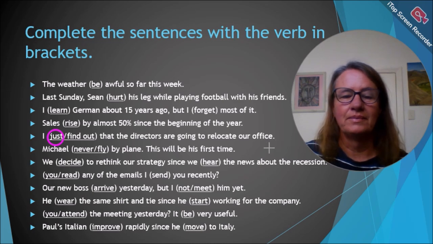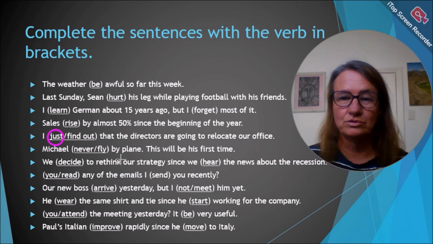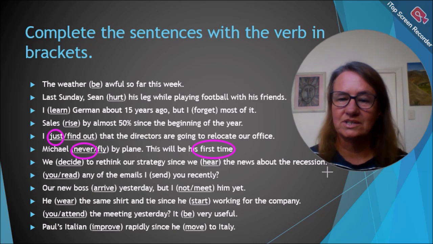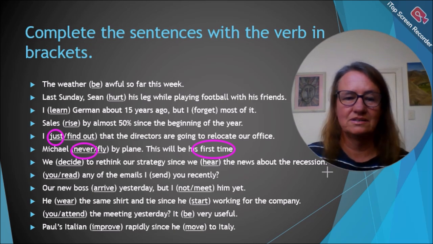Our next one, Michael never fly by plane. This will be his first time. So we have two clues here, two tricks that are helping us. So we have his first time and we have never. And both are telling us present perfect. So Michael has never flown by plane. This will be his first time.